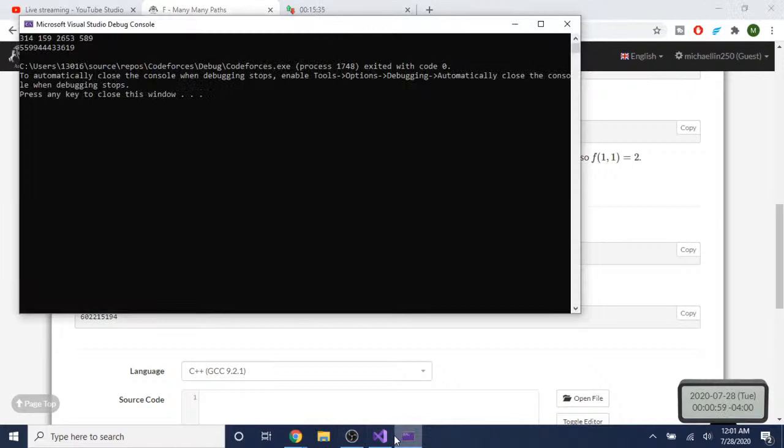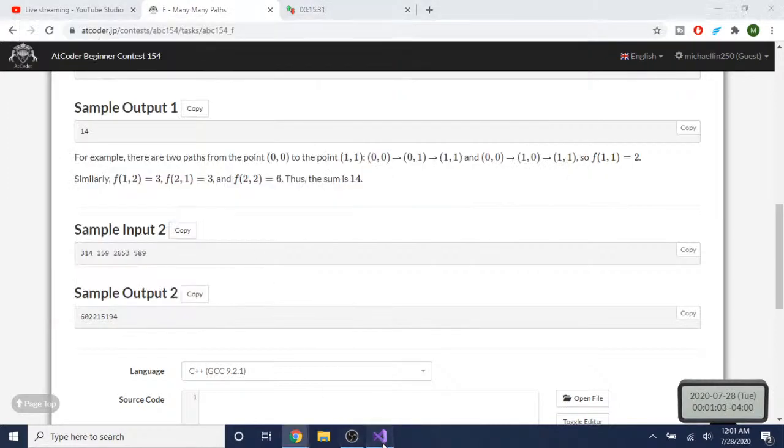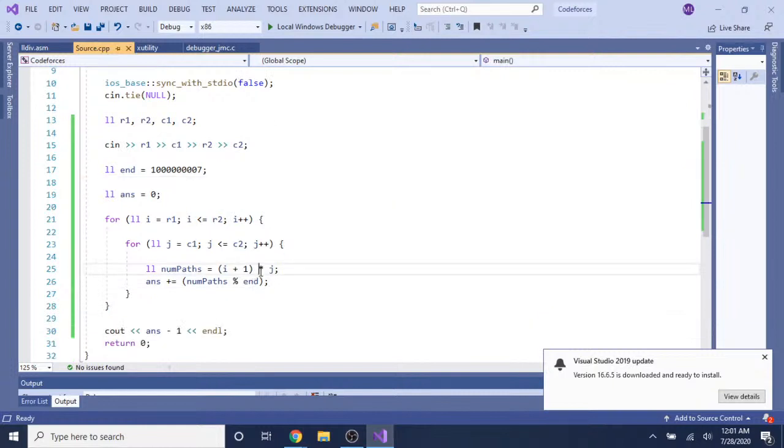Apparently that's not right. Maybe there's something wrong with this. Okay, hold up. Let's go over this again. I minus j. Okay, I times j, so we're looping from here to here. Okay. Let's see. So I minus 0 times j minus 0 plus 1.